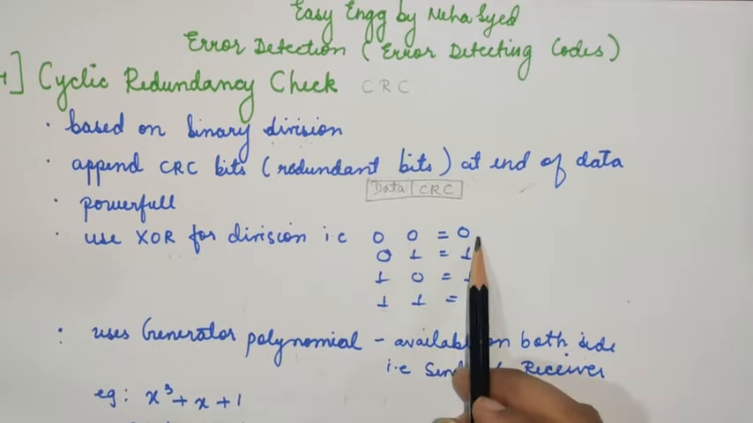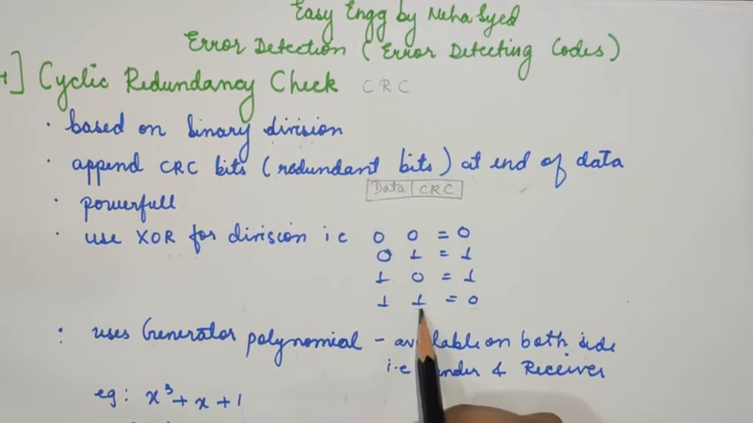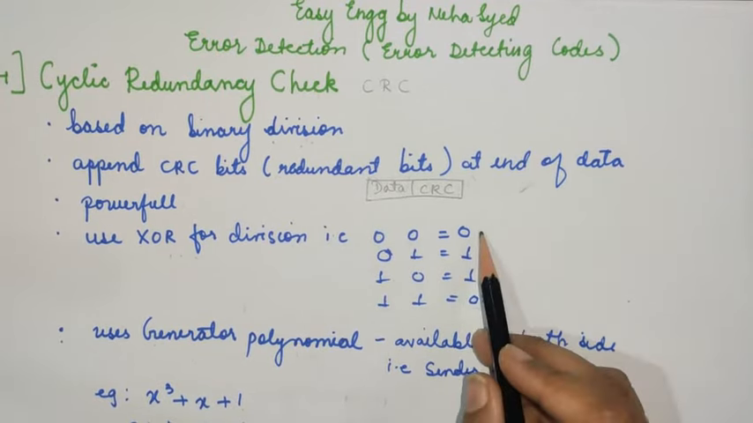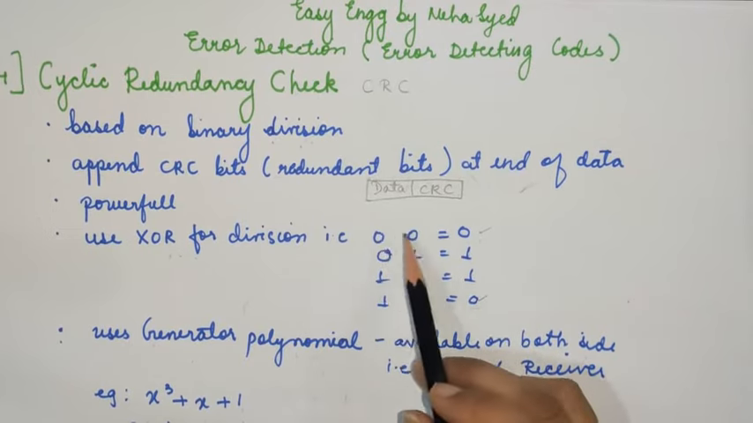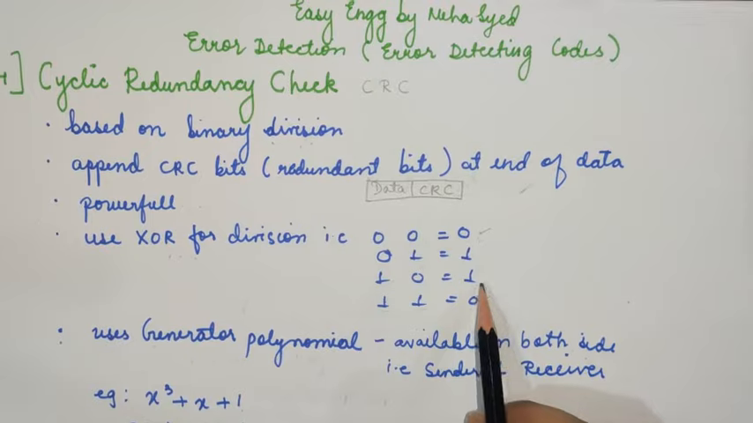If both the inputs are 0, or if both the inputs are 1, then and only then we get 0. Means both the inputs have to be the same. For 0 1 and 1 0, the result is 1.